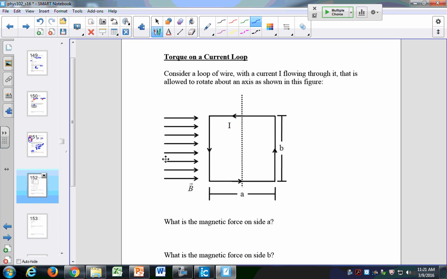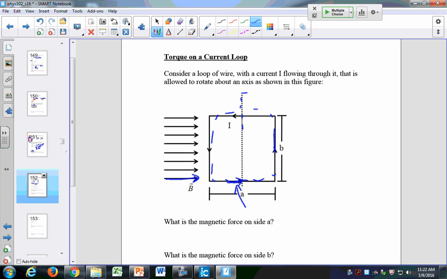Okay, so let's look at the torque on a current loop. And again, we're sort of moving towards looking at how electricity is generated. If I think about it, I have a loop of wire in a magnetic field like this. I have some forces that are acting on it, and I can figure out what those forces are. The force on side A, which is this side, what is that force going to be? Notice my magnetic field is to the right. Here's my current. It's flowing in this direction. It comes up through here and goes through this loop, which is allowed to turn on an axis down the middle. So what is going to be the magnetic force on side A?